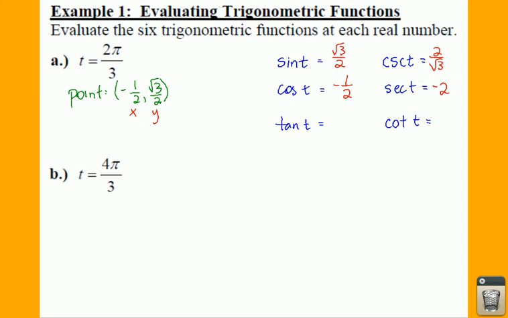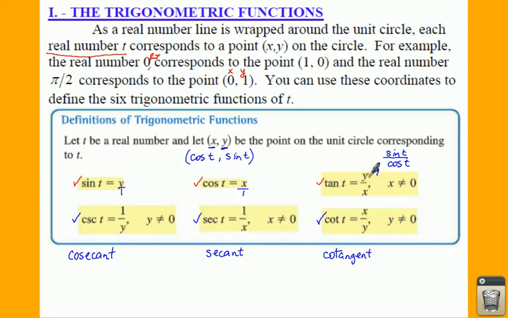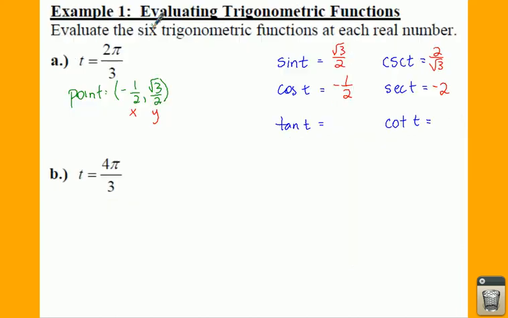Tangent, look back at your trusty little table here. Tangent is y over x, or sine of t over cosine of t. So if we look at our sine, that is radical 3 over 2, divided by negative 1/2. So we know our solution is going to be negative. But you do have to simplify this fraction. You're going to multiply top and bottom by negative 2 over 1.